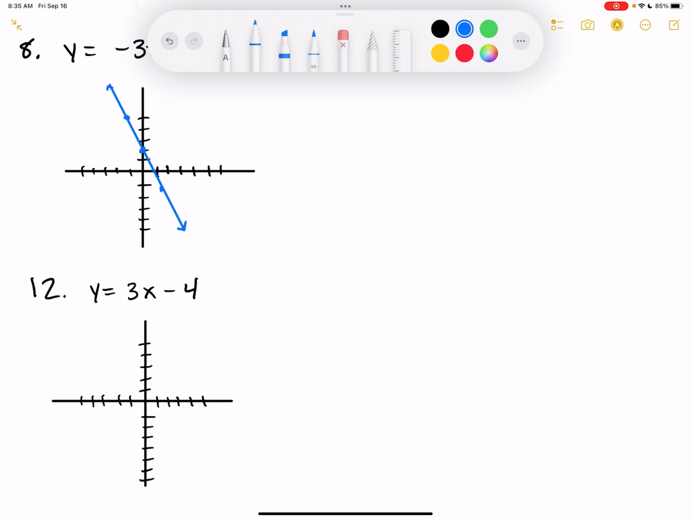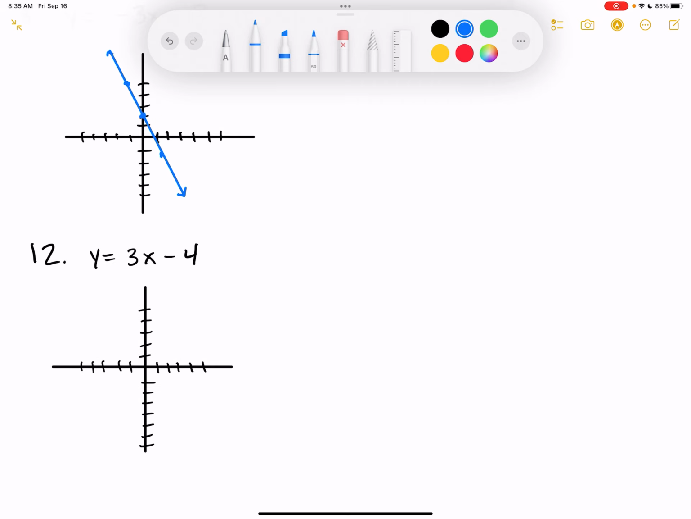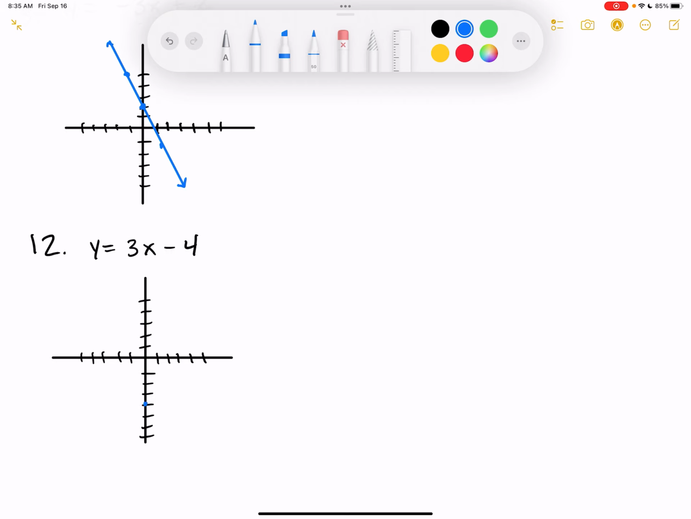All right, so y-intercept for this one? -4. And what is my slope doing? Going up 3 and right 1. Up 3, right 1, or I could go down 3 and back 1.